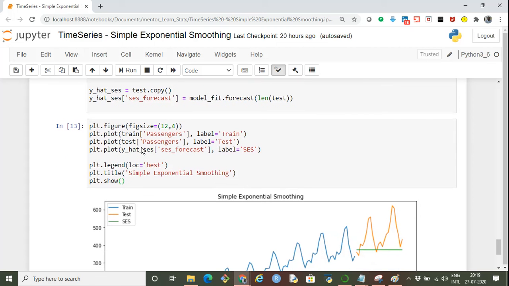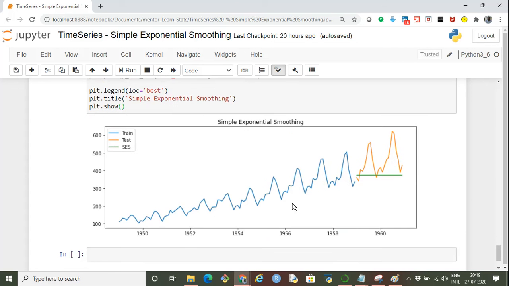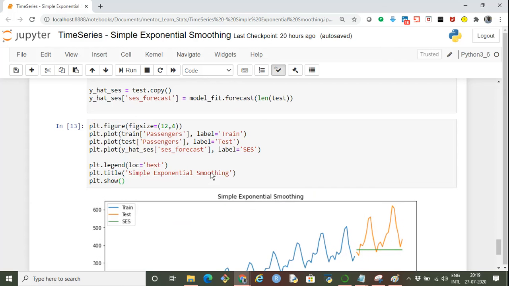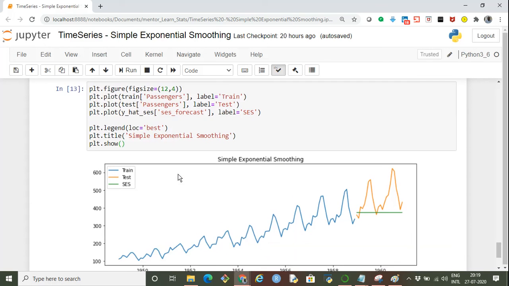Now I'm just plotting our train data set, test data set, and whatever forecast we got. If you see, this is our train data set, this blue line. Test is this orange one, and this is the level forecasted by simple exponential smoothing, that green color. So this is how we use simple exponential smoothing to extract the level of the given time series data. We'll cover other details, like extracting other different components, in the next lectures. Thank you.